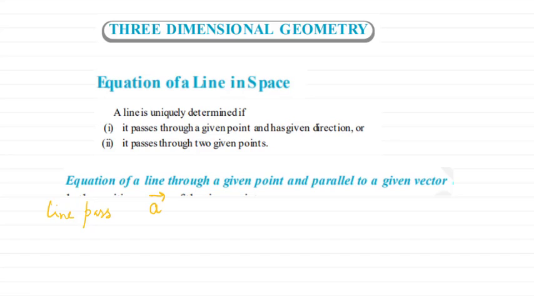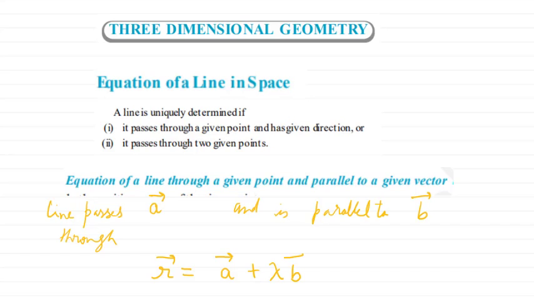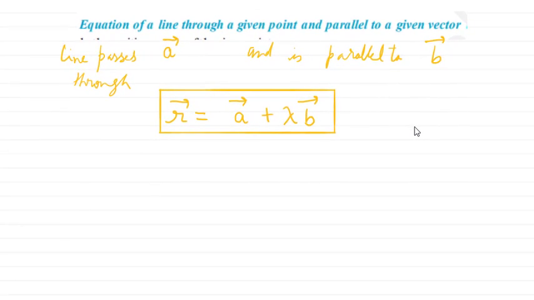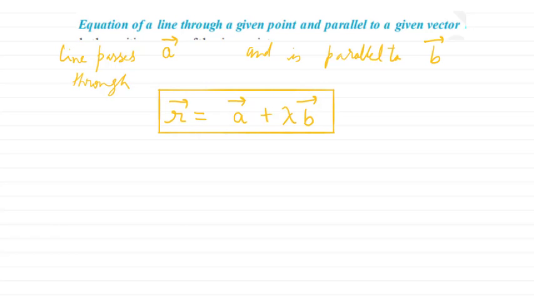the line passes through A and is parallel to another vector B. In this case the line will be given as R equals A, vector A, plus lambda, where lambda is a constant, into vector B. That is the equation of the line when it is passing through a vector A and parallel to the vector B. This will be the equation, and this is also known as the vector form of the equation.